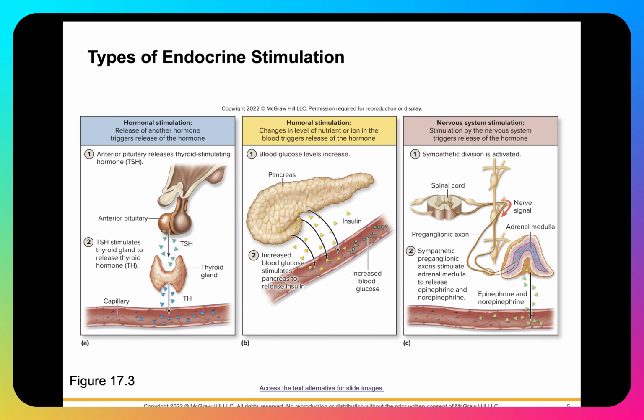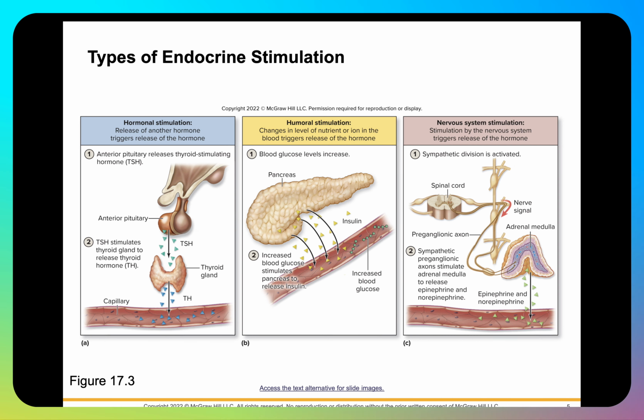Humoral refers to circulating in fluid. There are 2 really good examples that we can address when we talk about this type of stimulation. The one that we're probably most familiar with is the role of the pancreas with respect to the regulation of blood glucose. We have a meal. There's an increase in blood glucose.